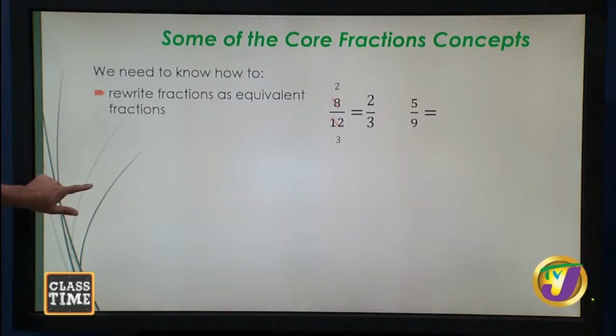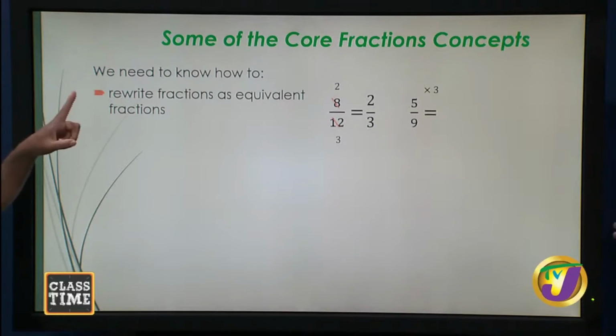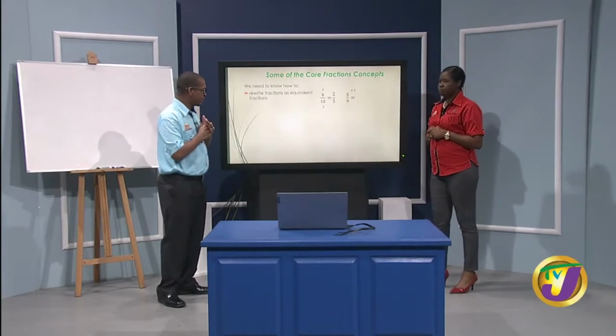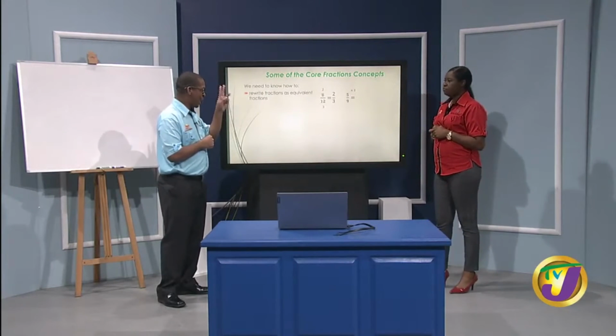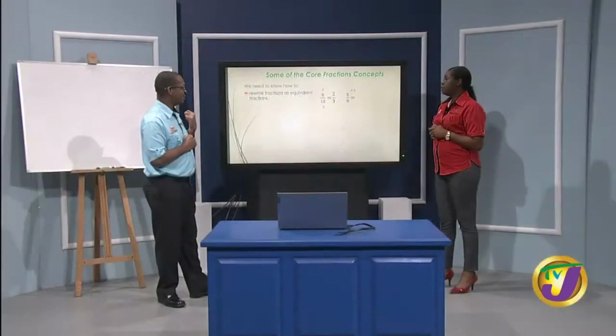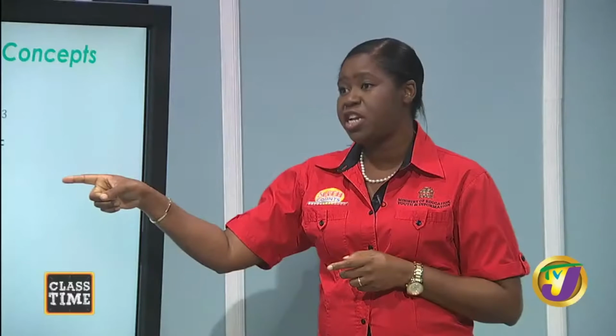All right, let's see what would happen if we wanted to express this as an equivalent fraction with the numerator being 15. Okay, so if I want the numerator to be bigger and I wanted it to be 15, I would have to multiply that numerator by 3. But Nikisha, if I multiply the numerator by 3, you'd have to do the same thing to the denominator.